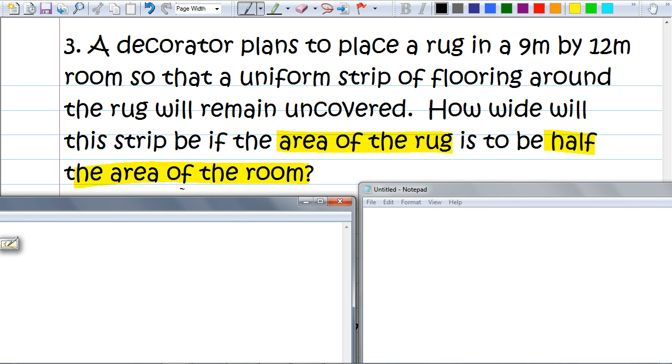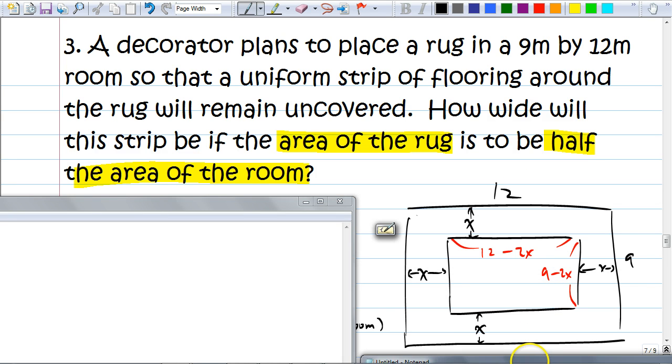Caroline, you don't know what this looks like? You have a room, you have a rug right in the middle, and we want the strip to be the same width, like this. Isn't this what we want? We want this distance to be x. We don't know the width of that strip, but it has to be uniform all throughout. Uniform means the same unit, so it's got to be x here, x here, x here, and x here.